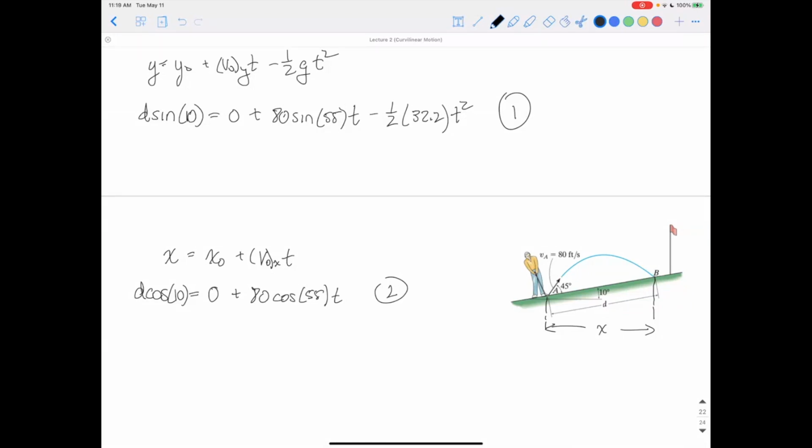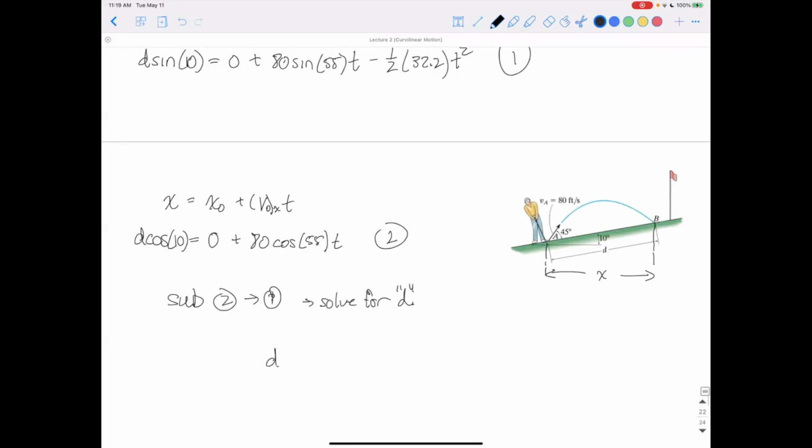So we have two equations, two unknowns. We can substitute equation 2 into equation 1, and then we can solve for that distance. If we do that, we would get d is equal to 0 or 166 feet. Obviously the 166 feet is the meaningful answer, the one that we care about.